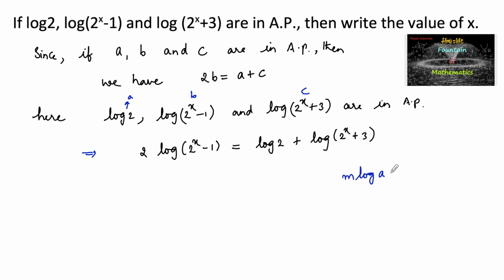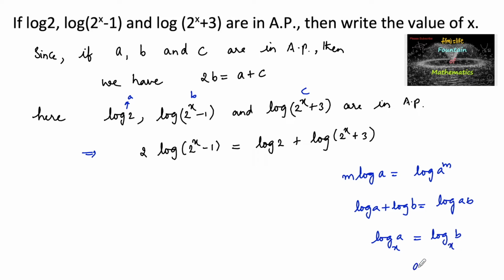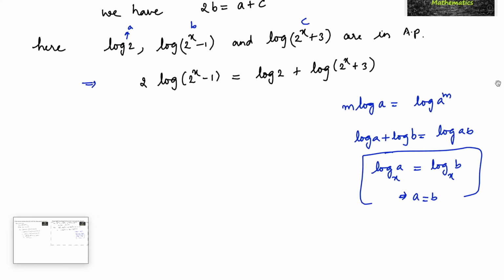m times log a is equal to log a power m, and log a plus log b is equal to log ab, and for logarithm to the same base, suppose the base is x here, if they are equal then we can consider a is equal to b.